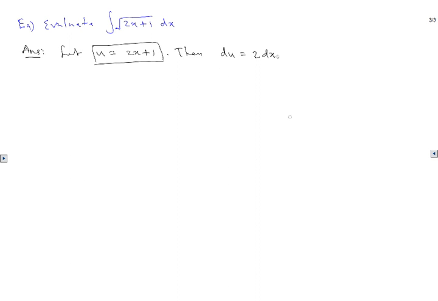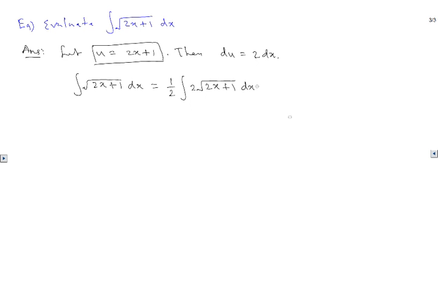So what's going to happen now? Your integral is the square root of 2x plus 1 dx. I'm going to do a small trick here. You see that you get a 2 dx there, but you don't have the 2 here. So I'm going to divide and multiply by 2: divide by 2 outside, multiply by 2 inside. Why do we do that? It's a trick, because the 2 gets cancelled.